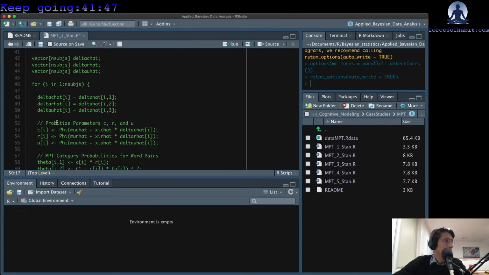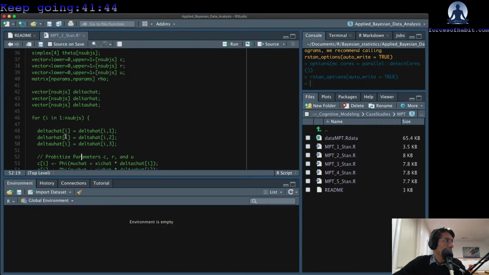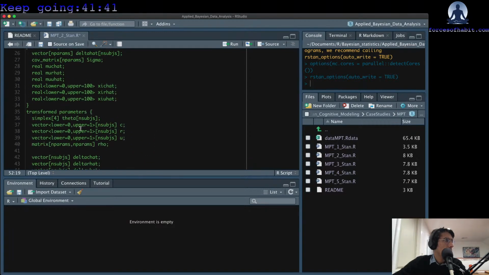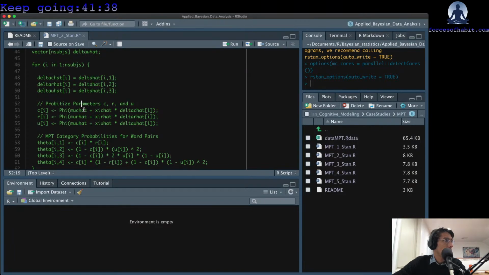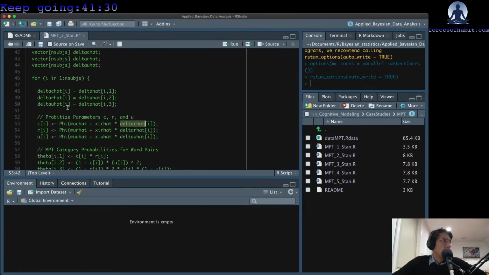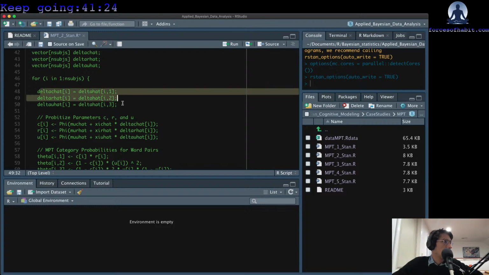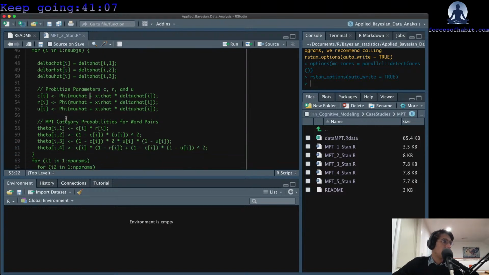And then we probitize these CRUs. CRUs were initialized up here, and CRUs are made up of parameters, right? So this is why this makes sense. So this is why it's in transformed parameters. So these values here are set up, then we use those values plus or times the sum of these values, probitize it. And that's going to give us the distributions of C, R, and U, which we're interested in.